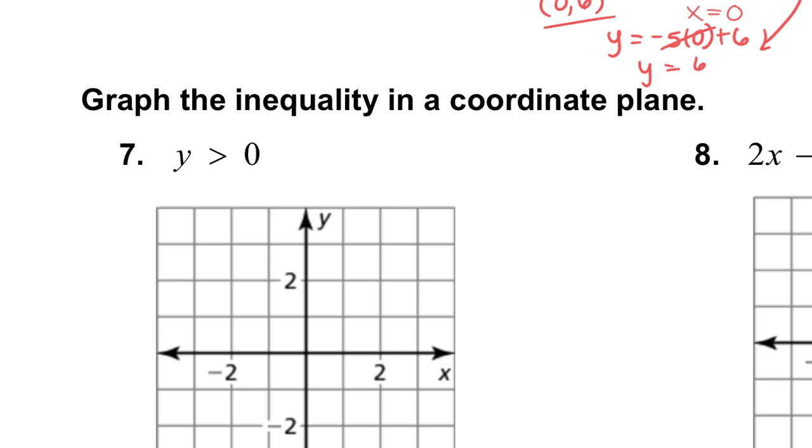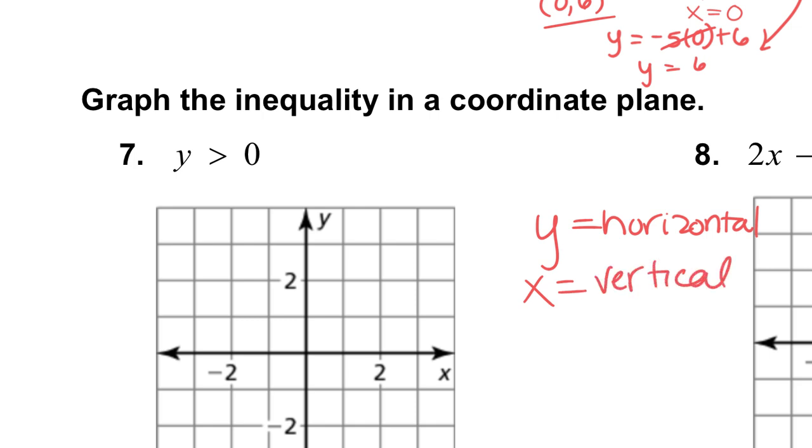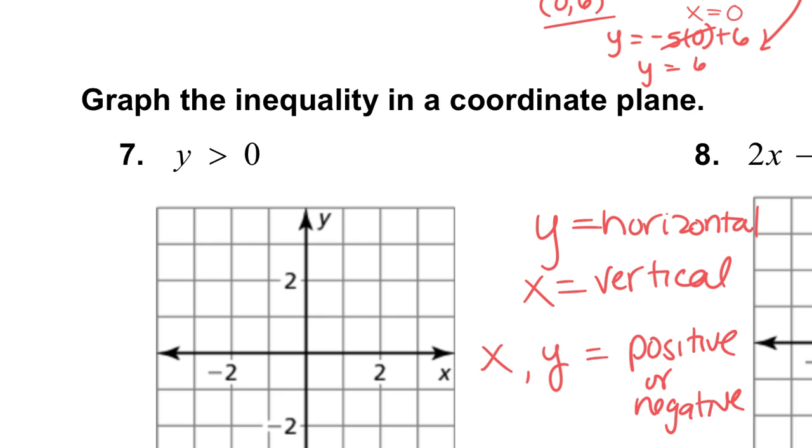So again, like I told you before in school, if you have y, you're going to have what type? A horizontal line. If you have x, you're going to have a vertical line. This is only when y is by itself and x is by itself. If you have both variables x and y, you're going to have either a positive or negative slope line.